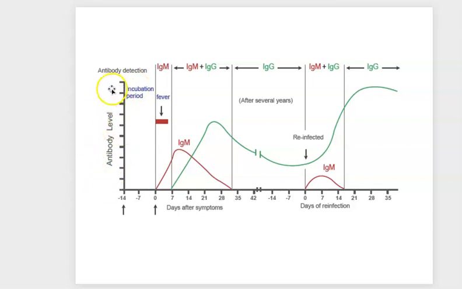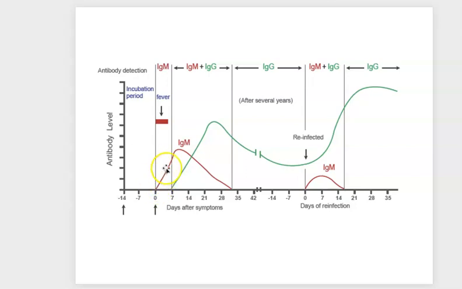So here on the y-axis is antibody level, and then days after infection. Here's the incubation period in which the person is infected, and then some amount of time goes by where the individual is asymptomatic, not showing any symptoms. But eventually we hit a point where the individual starts to show signs of infection, such as a fever. And during this phase is typically when the first antibody is produced, called IgM.